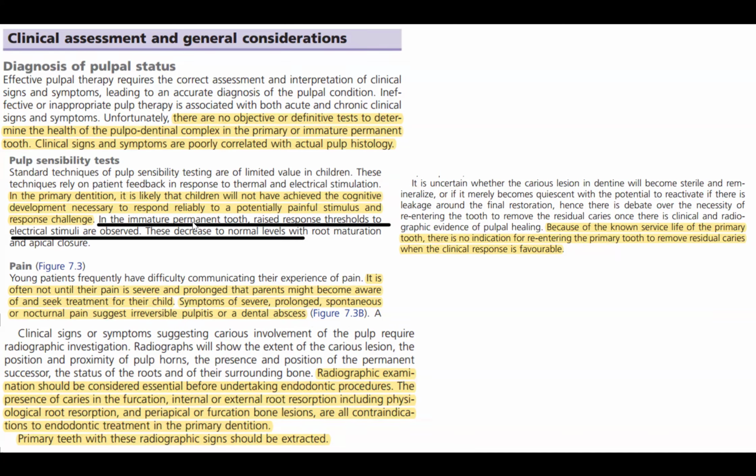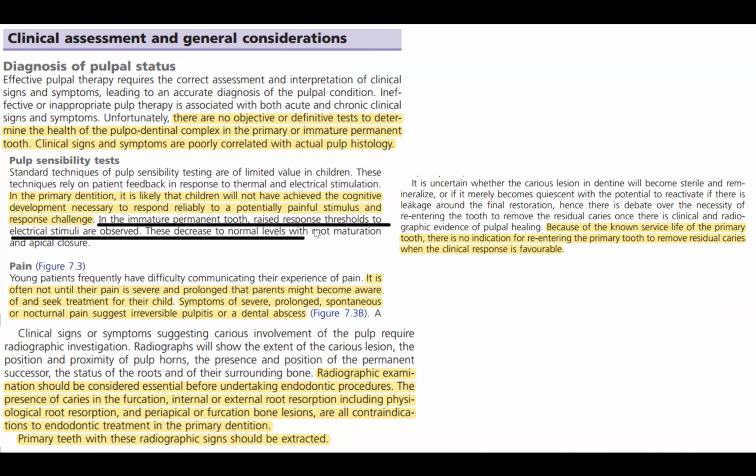In the immature permanent tooth, again, it's very difficult to get a direct response. So we can do it as a baseline, sometimes in cases of trauma, but not always to determine whether the pulp is, I mean, the nerves are dead or alive, whether the tooth is necrosed or not.